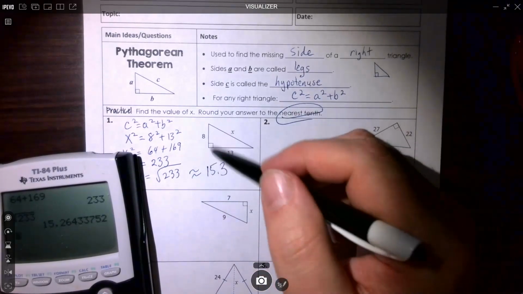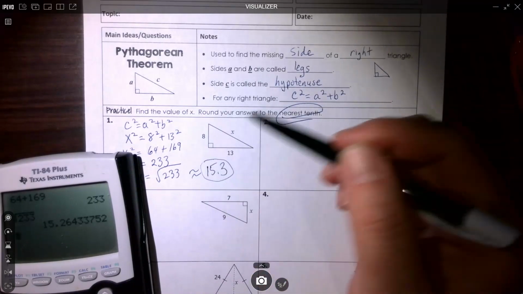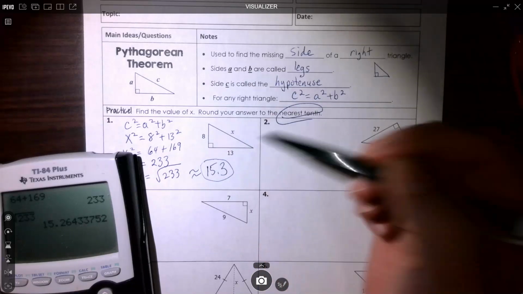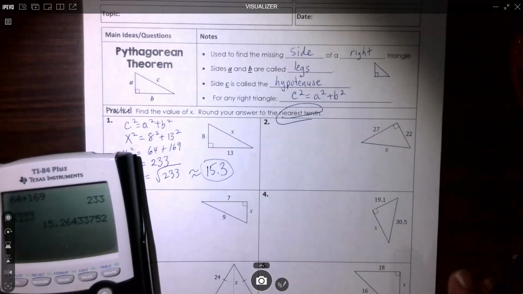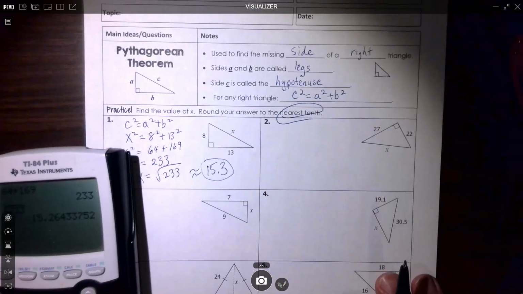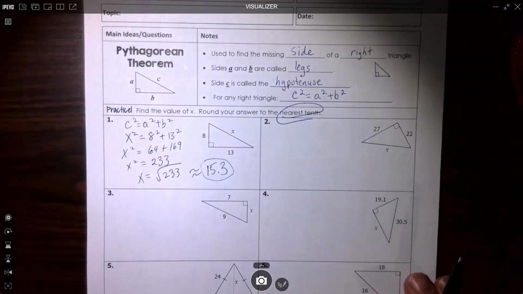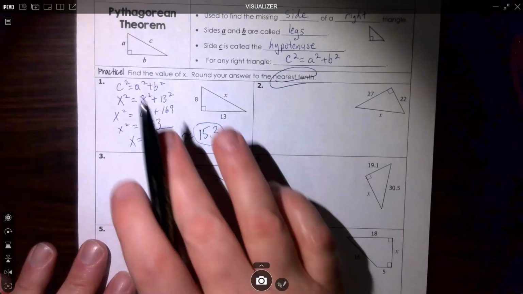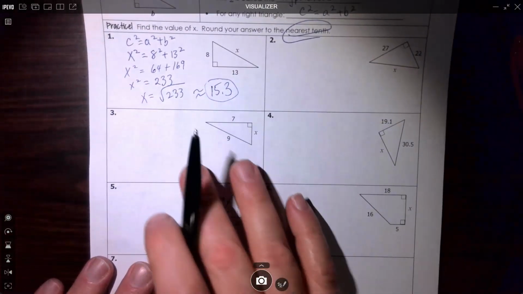You'll notice that if you do it right, when you're looking for the hypotenuse, this number should be bigger than either one of these two. That's if you were doing just the hypotenuse. The one below it is the same thing as that one, so I'm going to skip it and do number 3.